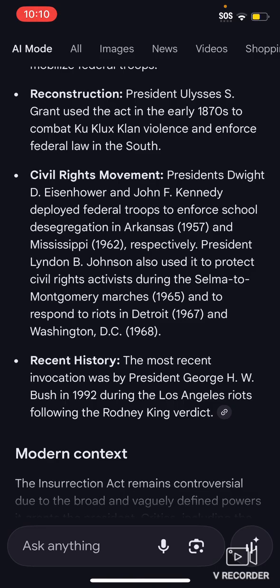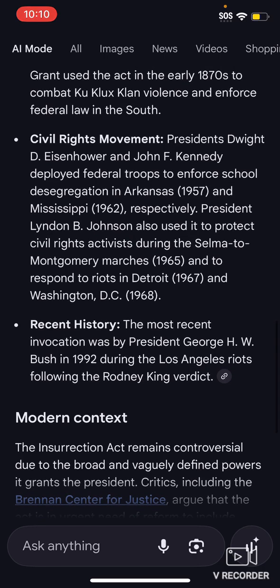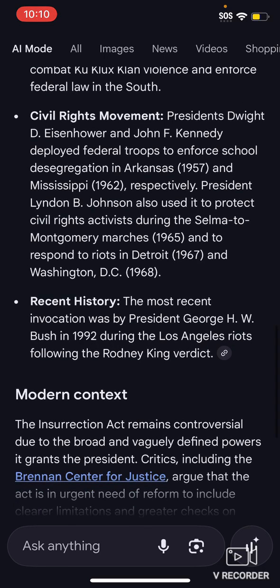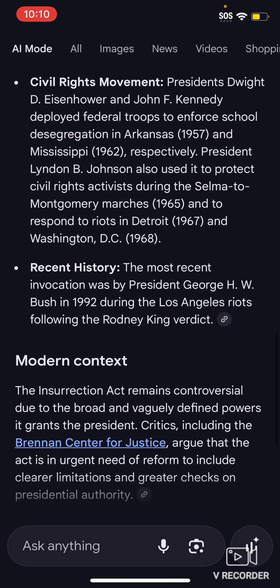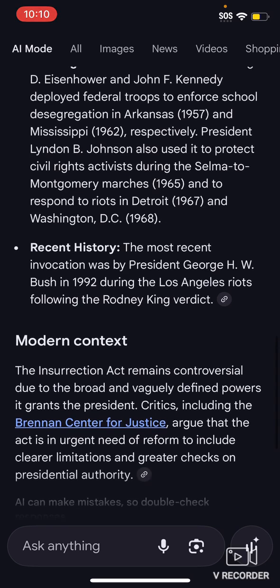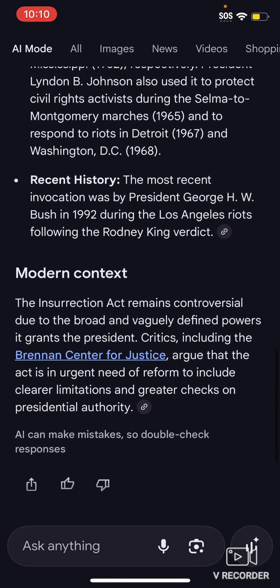It says President Lyndon B. Johnson also used it to protect civil rights activists during the Selma to Montgomery marches in 1965 and to respond to the riots in Detroit in 1967 and Washington, D.C. in 1968. It says, recent history, the most recent invocation was by President George H.W. Bush in 1992 during the Los Angeles riots following the Rodney King verdict.